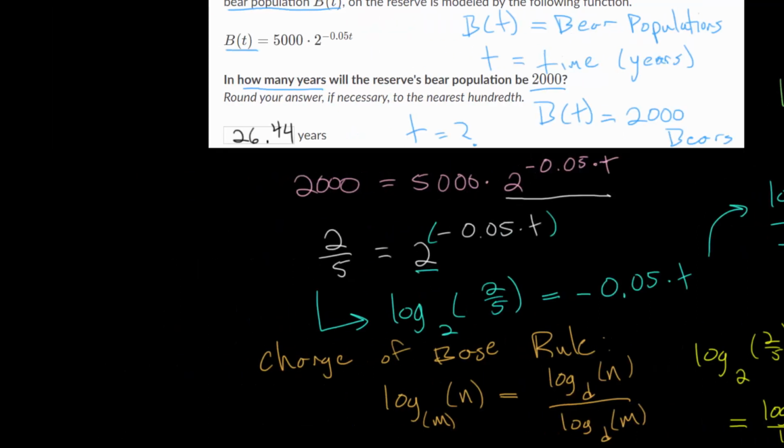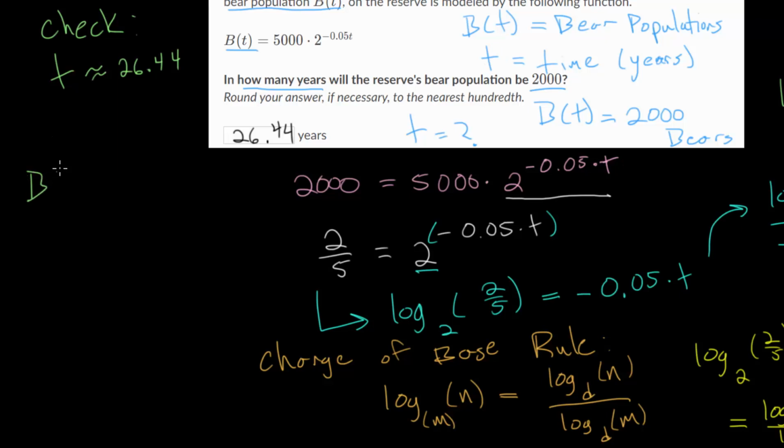So let's make a little bit of room and try to do that. So if we check, we're essentially going to plug into our equation this t value of 26.44. And we need to be a little bit careful, because when we plug that in, we're not going to get exactly 2,000 bears, since this is approximate, but we will get roughly 2,000.